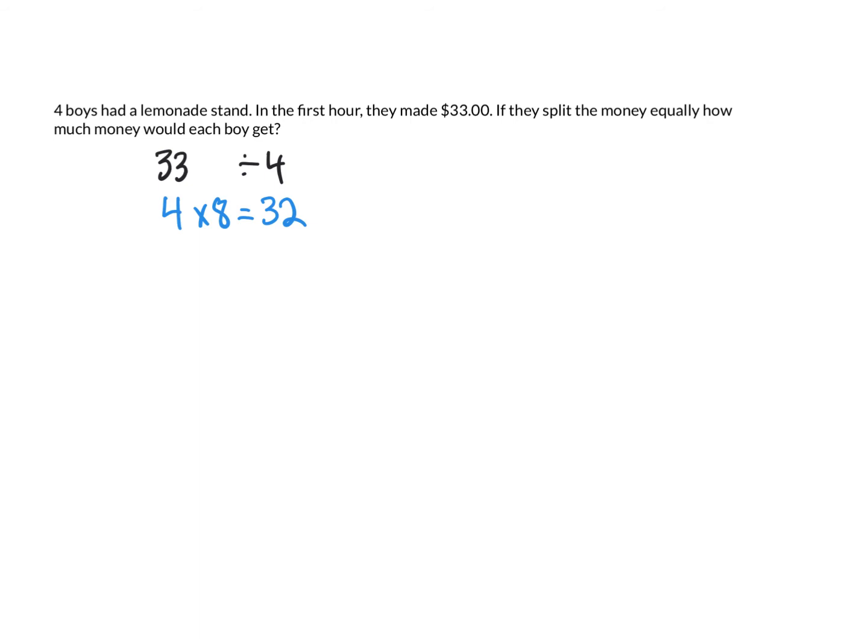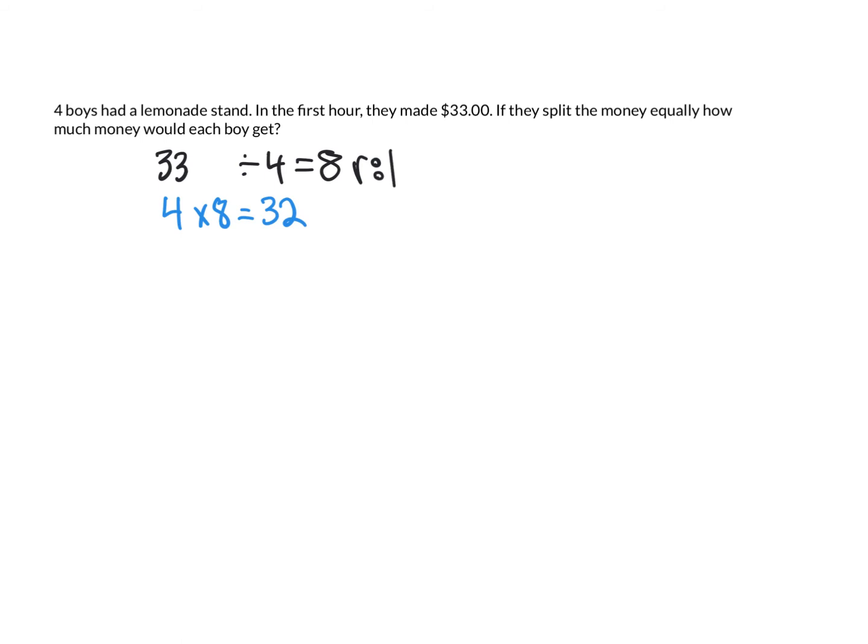So my answer comes from the other factor of my multiplication fact. It's not the 4, because the 4 is already represented in the division equation. It is the 8. And then you think to yourself, how close is 32 to 33? It is 1 away, so this is a remainder of 1.